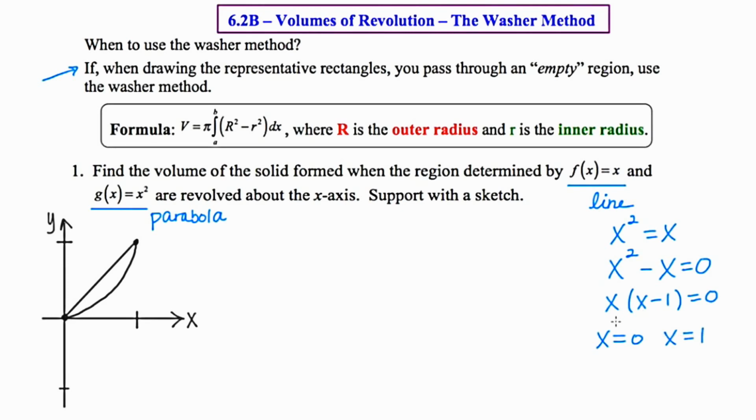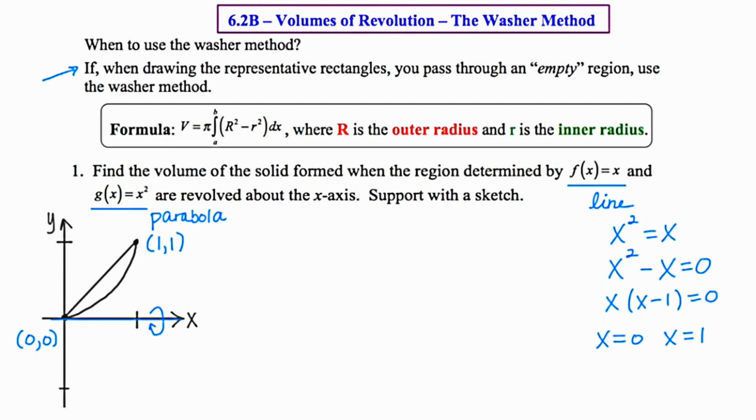Now when I plug a 0 into either of these functions, the output is 0. So we have our first point of intersection at (0, 0). And when I plug 1 into either of these functions, I get the output 1. So this point up here is (1, 1). Now our objective is to revolve this region enclosed by these two curves about the x-axis. So I'm going to go ahead and shade in the x-axis just so we have a sense of what we're revolving around. And I'm going to draw that little loop to indicate the direction that we're rotating.